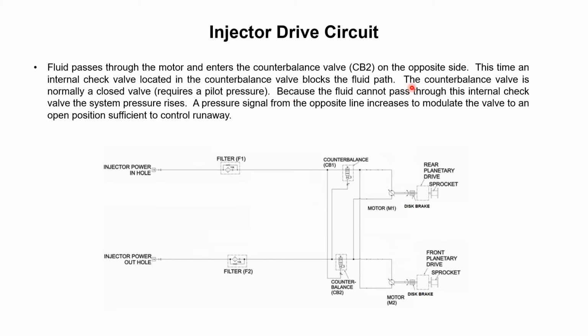This point is mentioned over here: the counterbalance valve is normally a closed valve and requires a pilot pressure, as we have just discussed. Because the fluid cannot pass through this internal check valve, the system pressure rises. Because the fluid cannot pass through this check valve, the pressure of this circuit will increase. A pressure signal from the opposite line increase is to modulate the valve to an open position sufficient to control runaway. So when pressure increases in this circuit connected to the counterbalance valve, then at a preset value of pressure, this counterbalance valve will open.